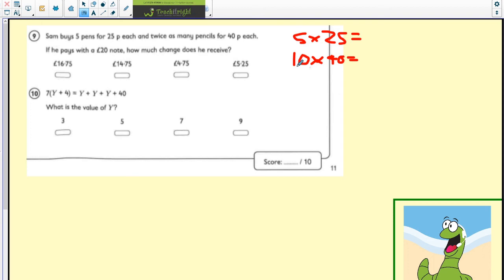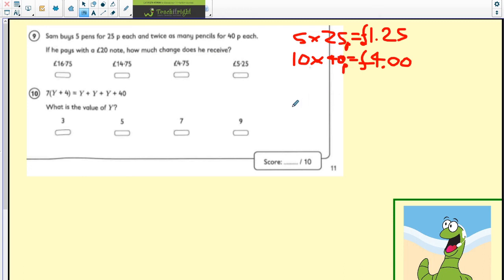Well, first off, let's see what he bought. So he did 10 40s, so that's going to be £4. Or 400 pennies, which I've then turned to £4, just to show you how I did that. And then he's got 5 pence of 25, which is going to be 125p or £1.25. Let's add in my pennies to make that correct maths.